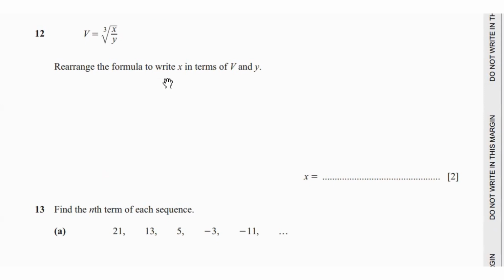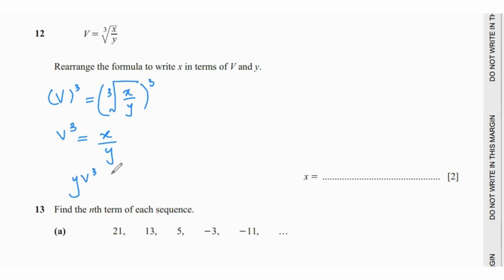Question 12 says, rearrange the formula to write x in terms of v and y. So first, we get rid of the cube root on x over y. To get rid of the cube root, we're going to cube both sides. So that gives us v cubed equals x over y. Now we cross multiply y with v cubed to make x the subject. So y times v cubed equals x. And that's your answer.